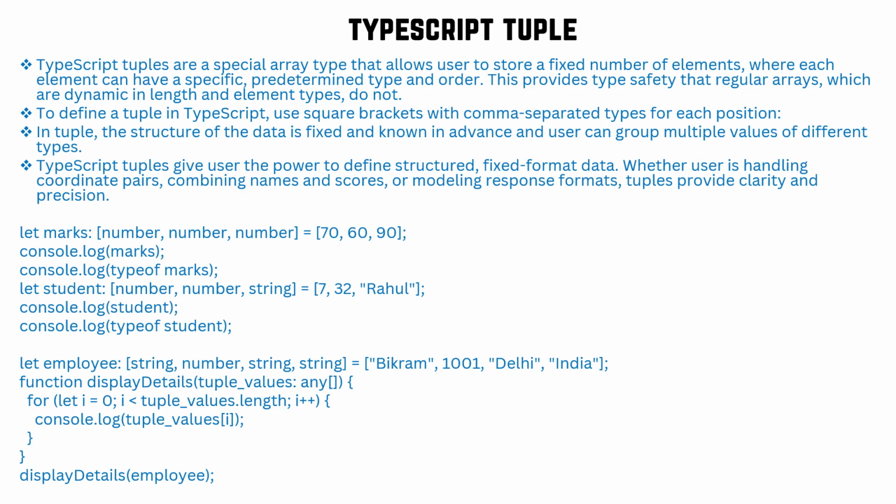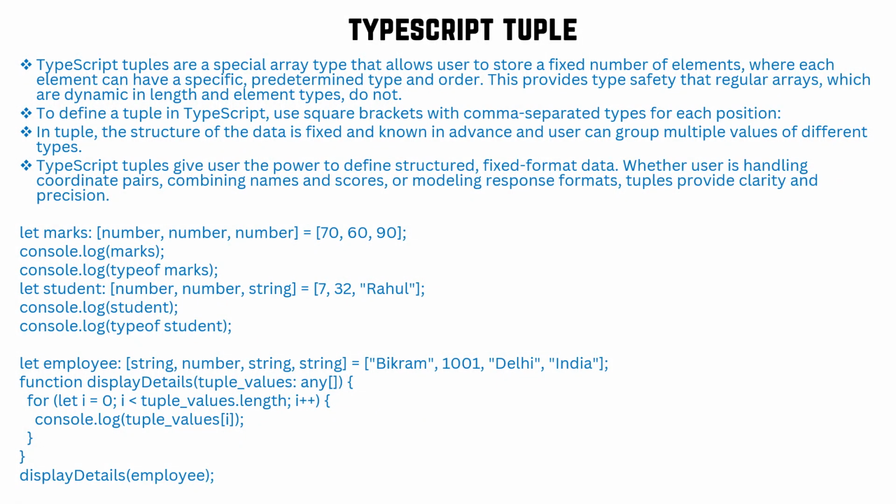Say, only one type, like number type. Suppose you want to have some student information where you need to store the student roll number, class, age, and student name. So you already know that the size is four, but the data types are different: something is a number, something is a string. Similarly, you can define the tuple accordingly, and then you can deal with it in a very easy way. So TypeScript tuples give the user the power to define structured, fixed-format data, whether the user is handling coordinate pairs, combining names and codes, or modeling a response format. Tuples provide clarity and precision.